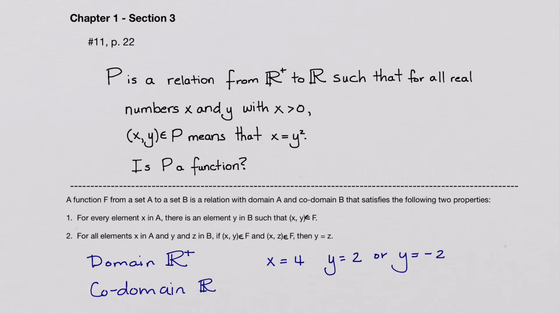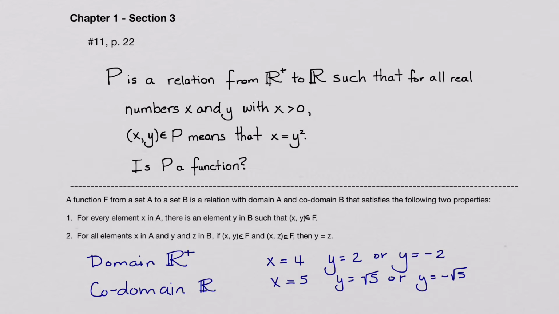What if we have a number that's not a perfect square? Let's take x equals 5. Well, then y can equal the square root of 5, or y could equal the negative square root of 5. So that's fine. What we're doing here is checking to see if there's any positive real number that is going to make this fail. And so far we haven't been able to do that.